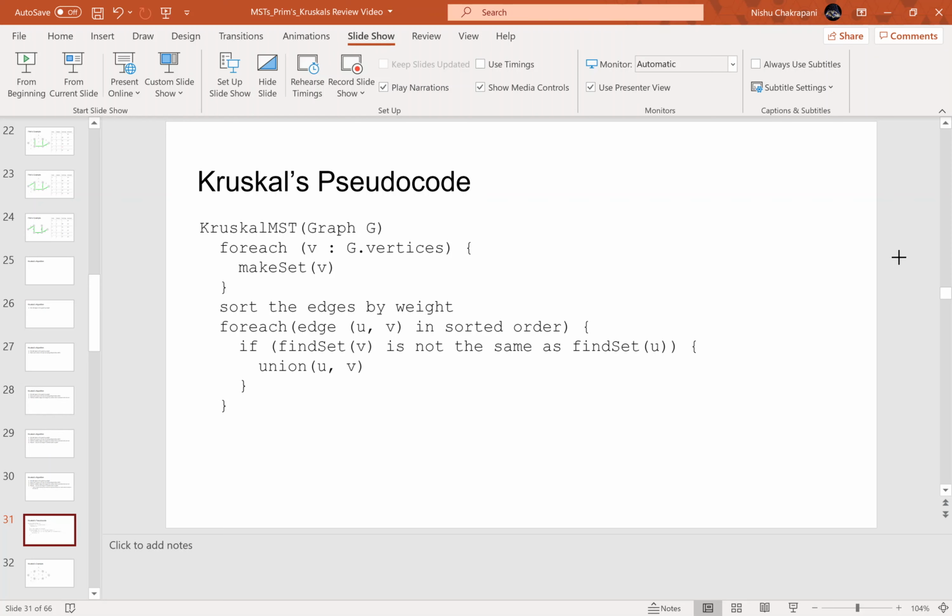And a high-level pseudocode for Kruskal's is here using the disjoint sets ADT. This is kind of more of a basic pseudocode as compared to the Prim's one, but here it is for future reference.